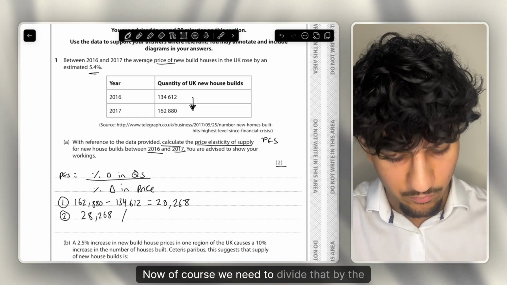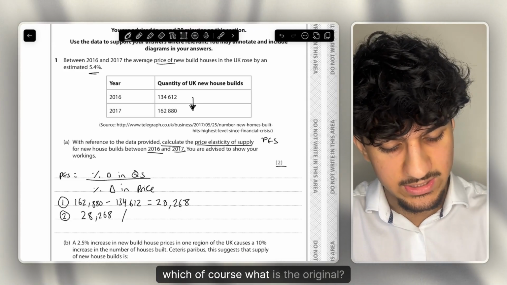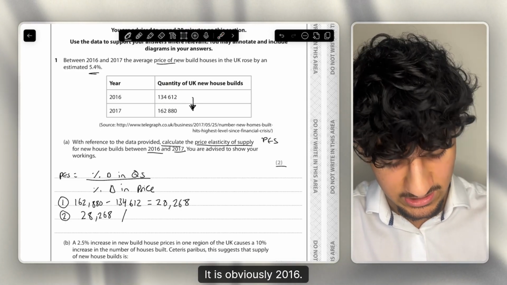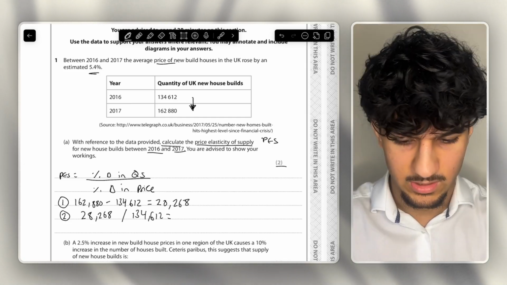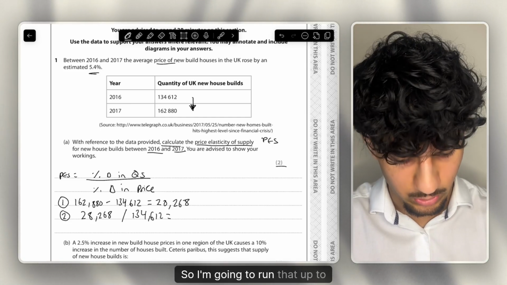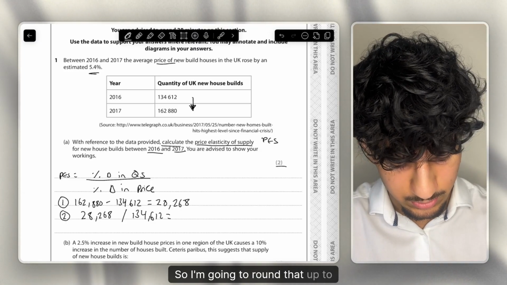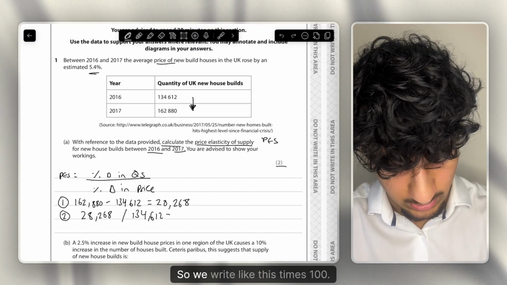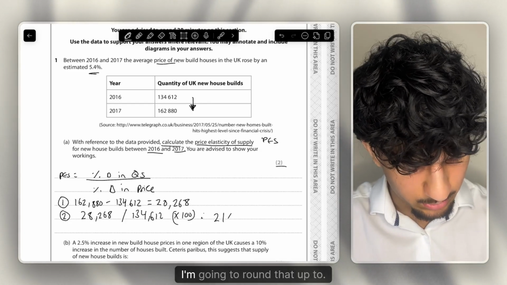Now, of course, we need to divide that by the original to work out the percentage change. What is the original? It is obviously 2016. So divide that by 134,612. That's going to give us 0.2, so as a percentage change, that's 20.9%. So we'll write it like this, times 100, so I'm going to round that up to 21%.